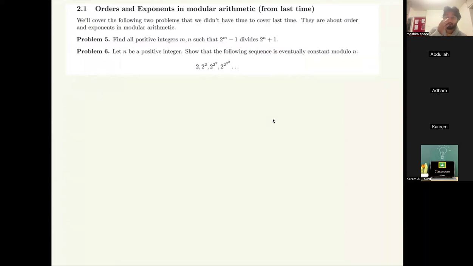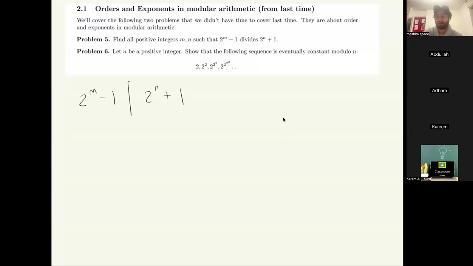you want to find all positive integers m and n so that you have this condition: 2 to the m minus 1 divides 2 to the n plus 1. Okay. So any ideas where we can start? I guess there's a hint that we want to somehow talk about orders of an element modulo something, right?